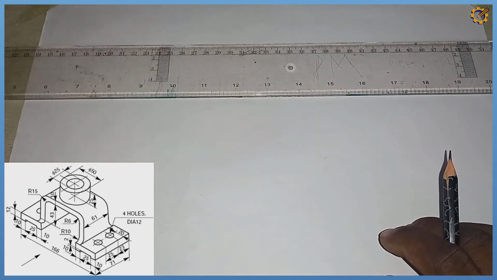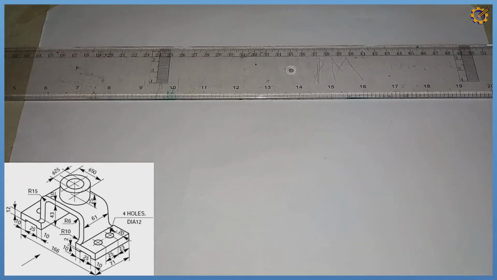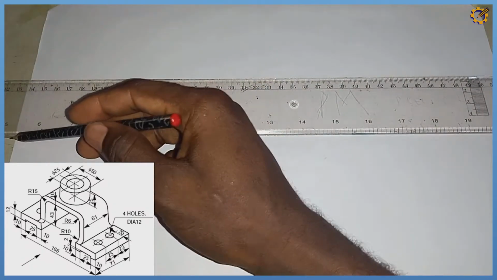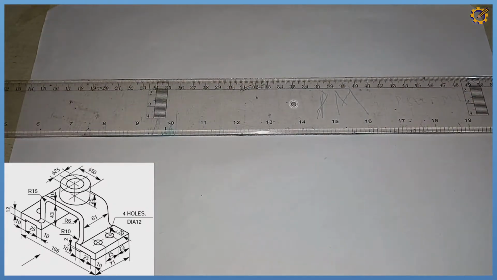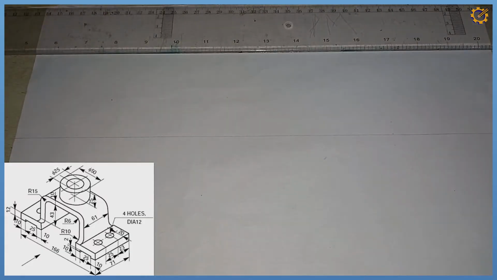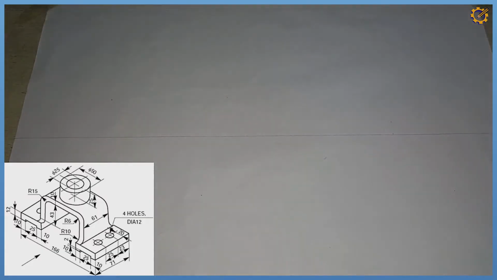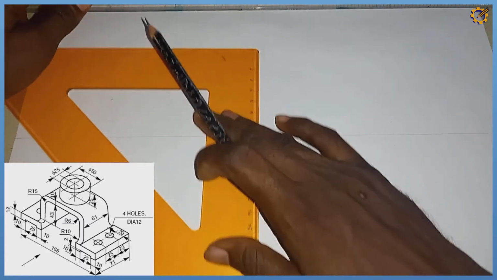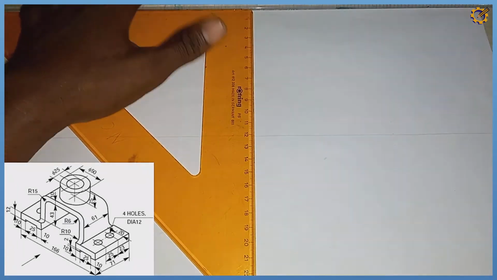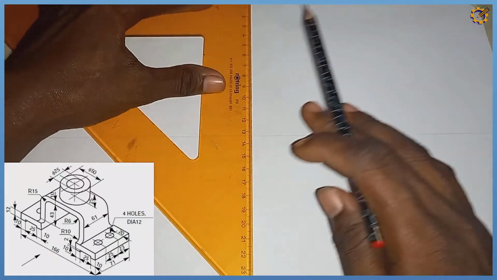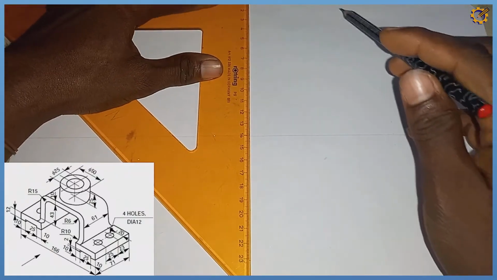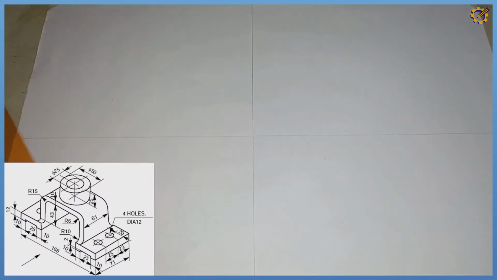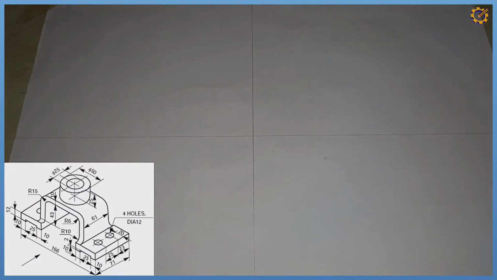So to proceed, the very first thing I'm going to do is to produce a horizontal line in this manner. I am going to create my orthographic plane. All right, so then I'm going to project this vertical line right here in this manner. So picking up my ruler.